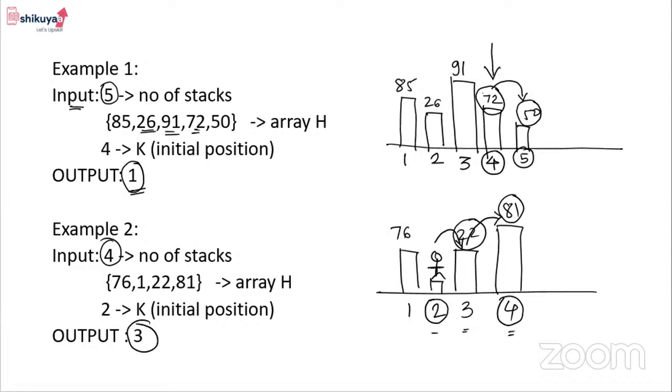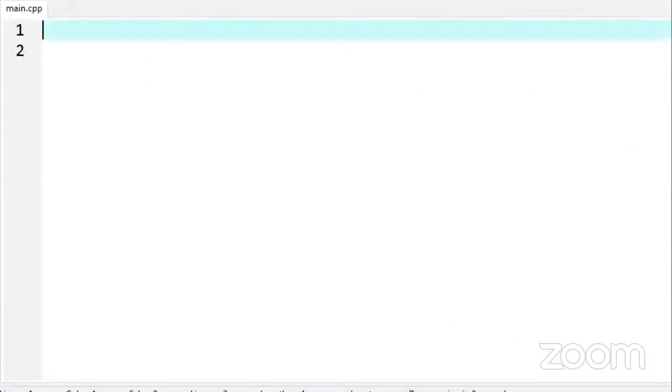So this is the scenario, and we need to write a code for this. So for that, I directly take you to the compiler. So here, today we will write a code using C++ programming. So first of all, I need to include the header file. So I write #include, and within angle brackets, I'll write iostream.